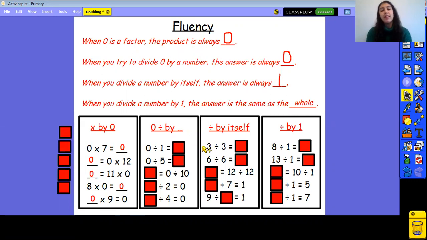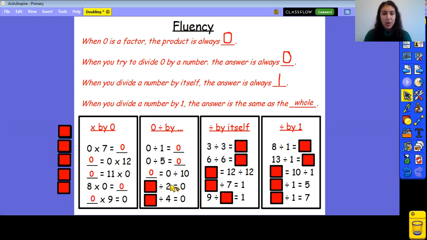Fantastic. So now let's have a look at what happens when we try to divide 0 by a number. Well, when we try to divide 0 by a number, the answer is always 0. So 0 divided by 1 would be 0. 0 divided by 5 would be 0. Now, this time my answer has moved to the front of my equation. It's still the same thing. 0 divided by 10 would be 0.